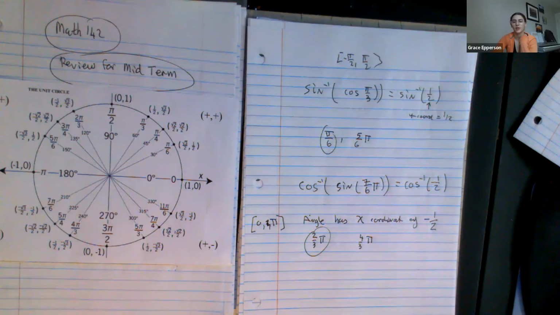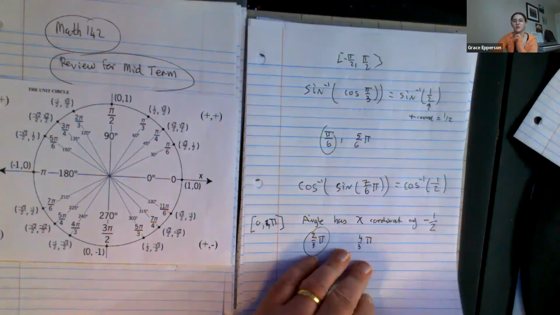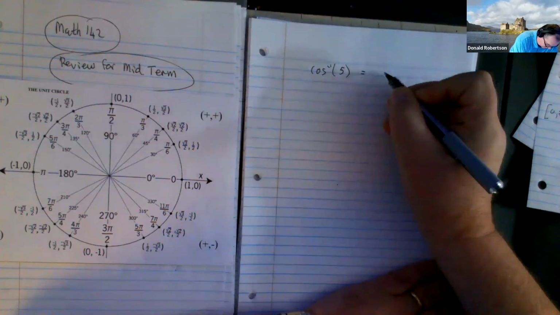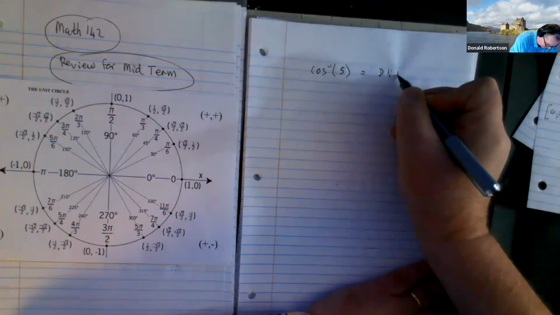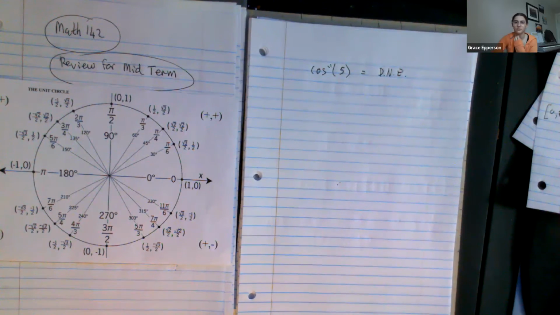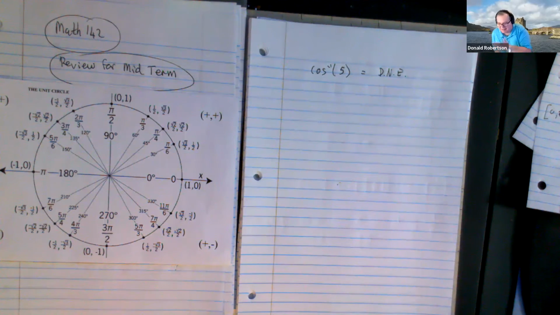So what if you're trying to find like the inverse cosine of 5, a value that's not going to be on the unit circle? Oh, that's a very easy question. The answer is it doesn't exist. Okay? Is that okay? It just means it doesn't work, right? And that's okay, because DNE is allowed.